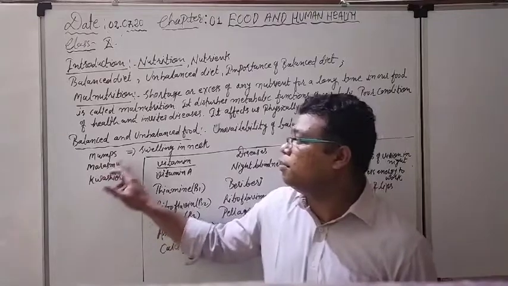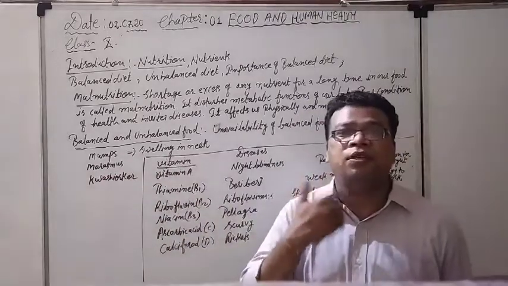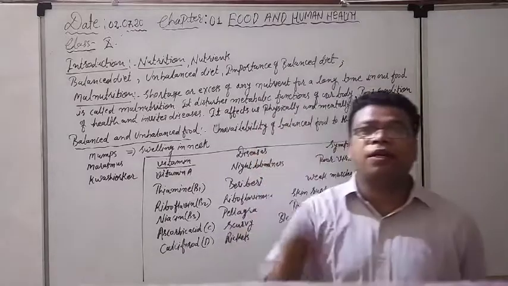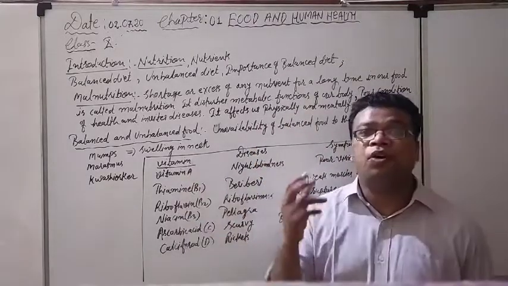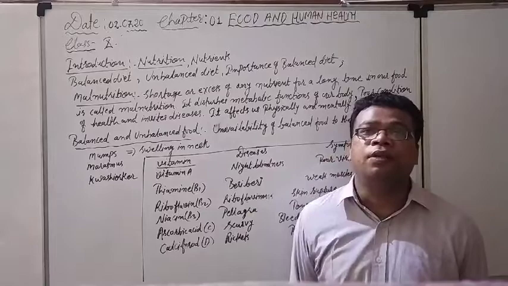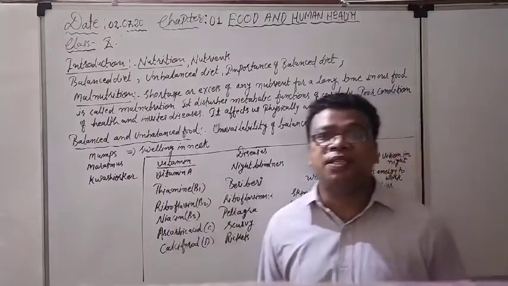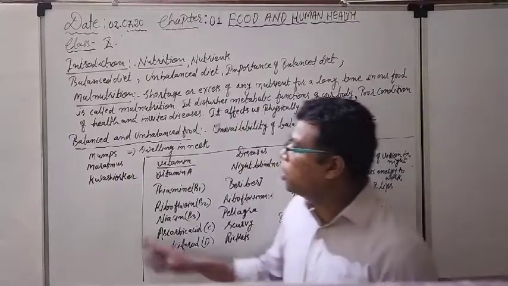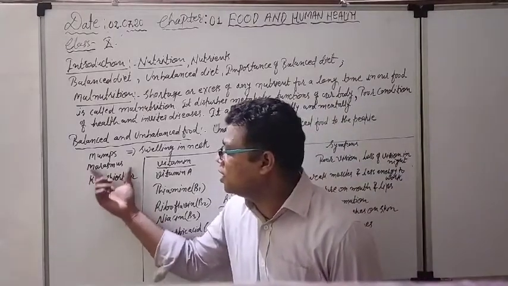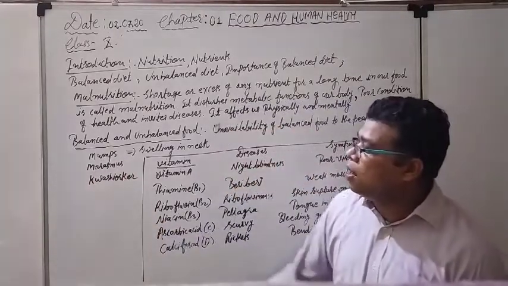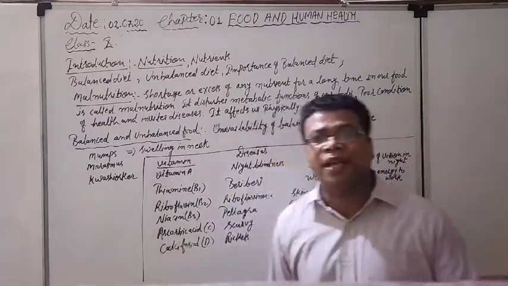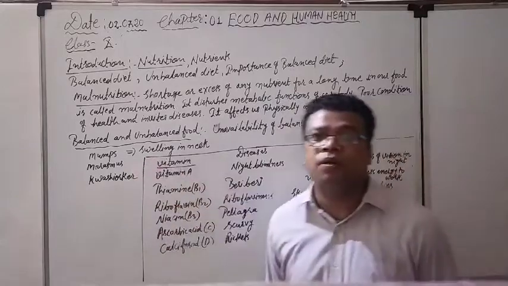What is mumps here? It means swelling in the neck region, and ultimately it leads to the goiter condition, and it happens because of the deficiency of iodine. It is a mineral deficiency disease that we can see here. We are also going to study other diseases like marasmus and kwashiorkor. Marasmus and kwashiorkor are protein deficiency diseases. Next time I will tell you, this is also coming next in our chapter.